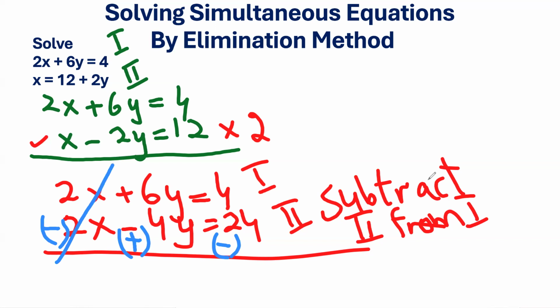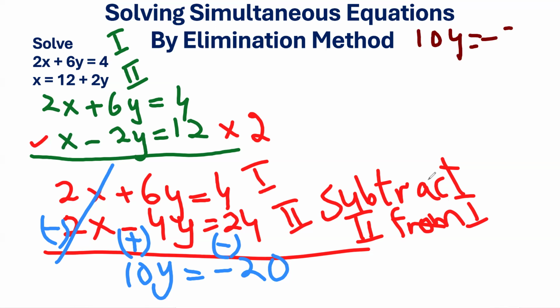6y plus 4y will give you 10y. Right? And 4 minus 24 will give you minus 20. Minus sign will come because 24 is a bigger integer and 24 is having minus sign. So minus 20. 4 minus 24 is minus 20. Let's continue further. It will become 10y is equal to minus 20.